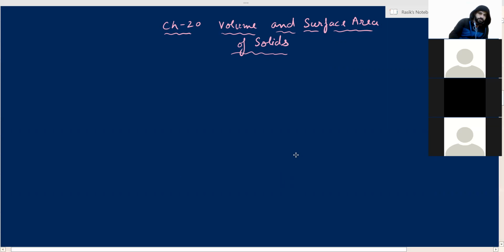Okay, let's start then. Here we are going to learn about what is volume, what is surface area of a solid. And we will also study how we can use the formulae of volume and surface area in various word problems, in various situations, how we can apply them.